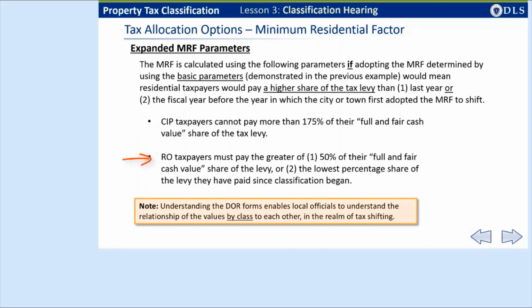RO taxpayers must pay the greater of 1. 50% of their full and fair cash value share of the levy, or 2. the lowest percentage share of the tax levy they have paid since classification began.